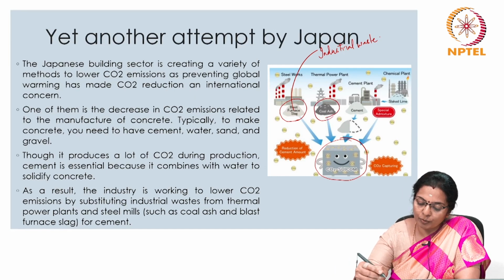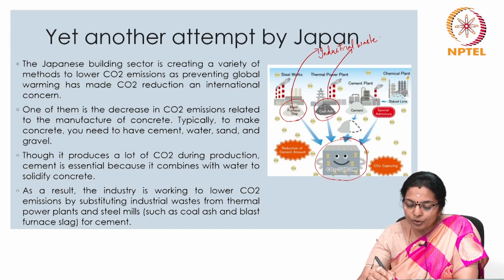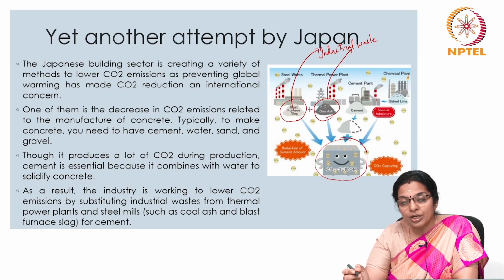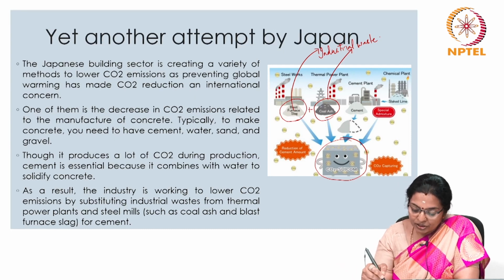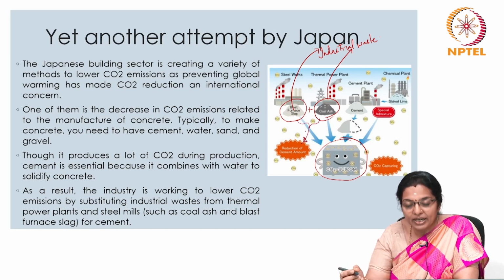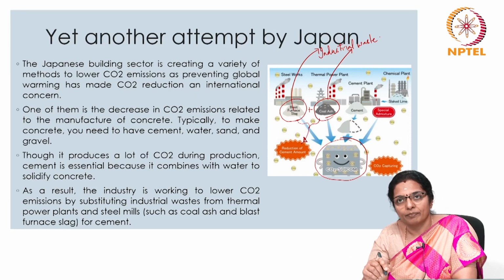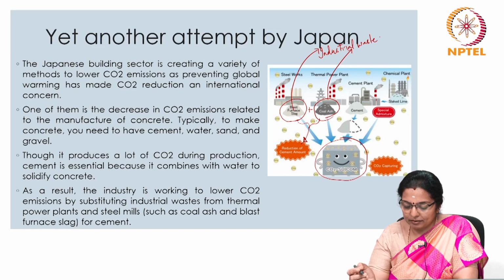Coal ash is used from thermal power plants, which is also an industrial waste. If you do not use these two, blast furnace slag plus coal ash, this will get dumped somewhere as landfill. At least now it has a use in a particular material, which is carbon dioxide absorbing material, and by virtue of using these two, there is a reduction in cement amount in the concrete. So, these two materials replace a small part of cement.